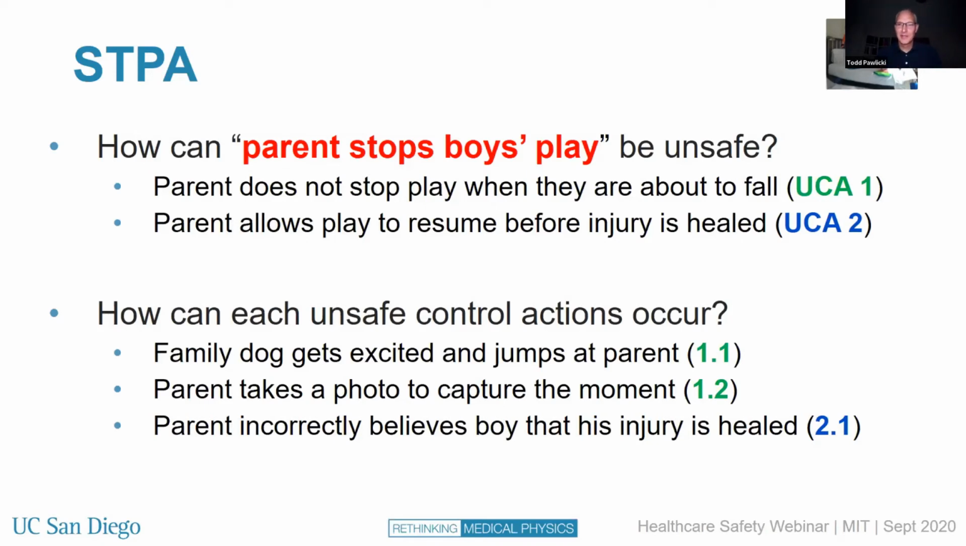For the second unsafe control action, the parent incorrectly believes that a boy who was previously injured is actually healed and ready to go back, maybe because the boy told the parent, "Hey, I'm all okay and ready to go." So in this case, the parent's getting feedback and their process model isn't able to accommodate the incorrect information that they're getting from the boy.